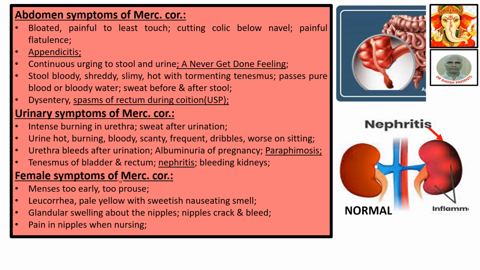Tenesmus of bladder and rectum. Nephritis. Nephritis is inflammation of kidney. This is nephritis, inflammation of kidney. This is a normal kidney. Bleeding kidneys. Female symptoms of Merc.cor: menses too early, too profuse. Leukorrhea, pale yellow with sweetish nauseating smell. Glandular swelling about the nipples. Nipples crack and bleed. Pain in nipples when nursing. That is when the child is being fed.